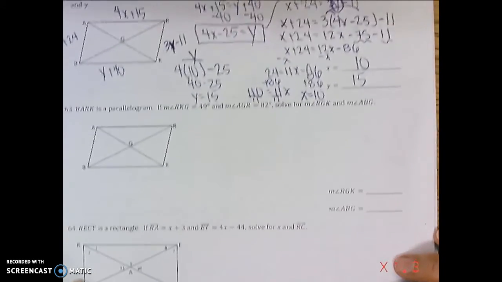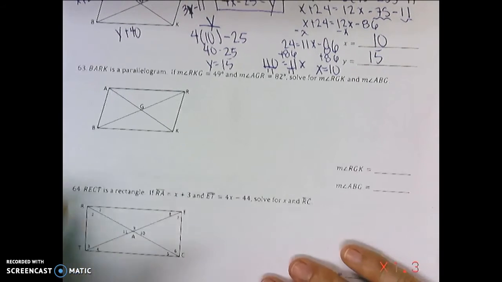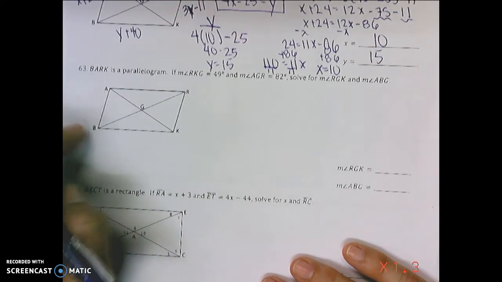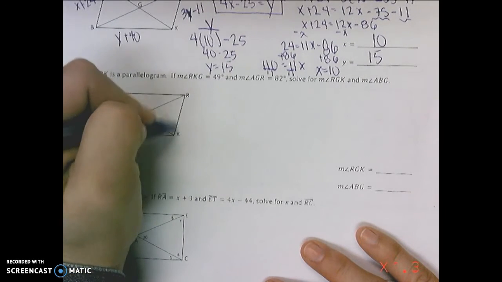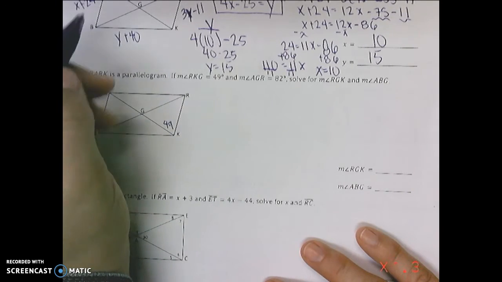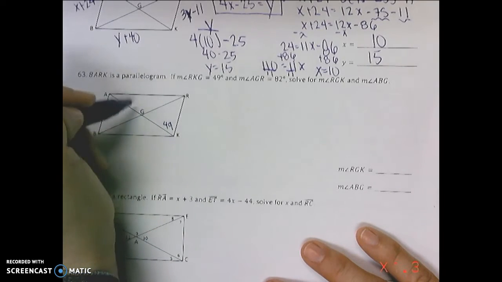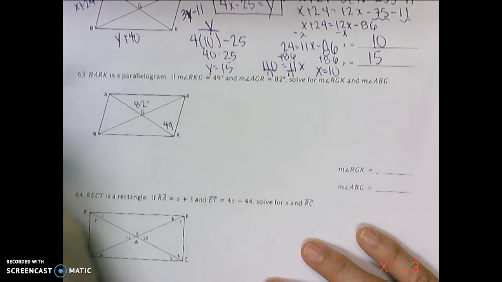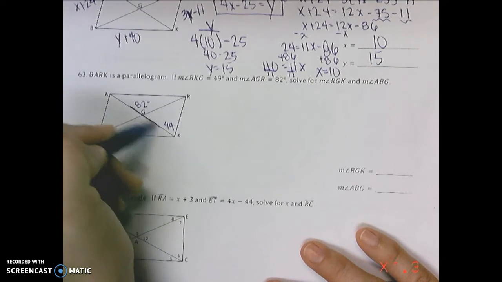Okay, and then we're going to move down to 63 here. All right, BARK is a parallelogram. This one on your review game that you did today was hard for you. The measure of RKG, this angle right here, is 49 degrees. All right, the measure of AGR is 82 degrees.